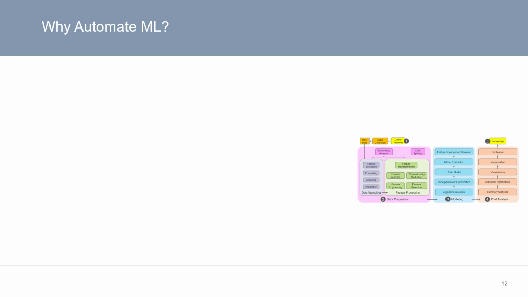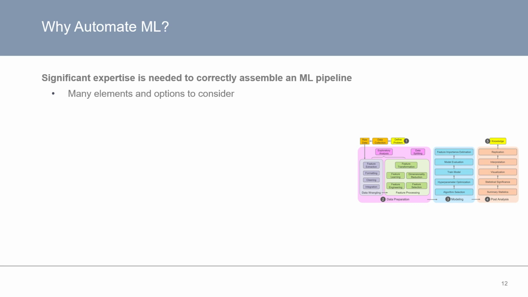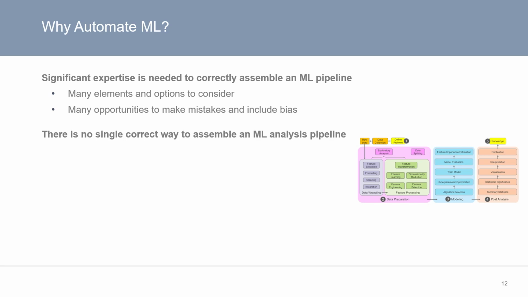So what are the motivations behind using automated machine learning? First, significant experience is needed to correctly assemble a machine learning pipeline. There are many elements and options to consider, and there are many opportunities for new as well as seasoned researchers to make mistakes and inadvertently include biases. Ultimately, there's no single correct way to assemble a machine learning analysis pipeline.